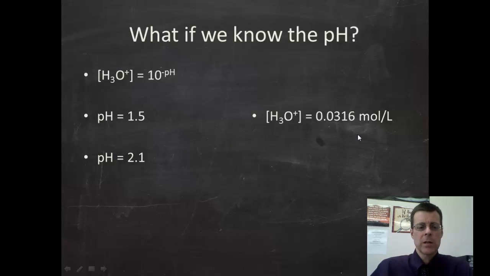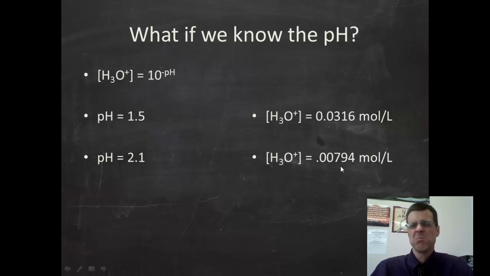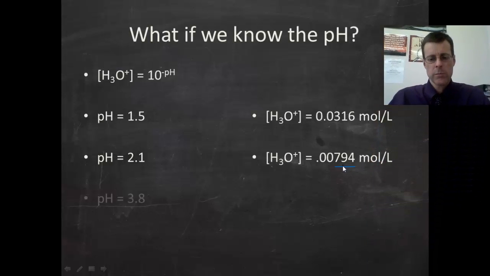How about the pH being 2.1? Well, do the same thing, 10 to the exponent negative 2.1, and I get a concentration of 0.00794, or roughly 0.008. But if you're looking at your calculator and mine says 0.008 and yours says 0.079, all right, I don't want to mess you up.